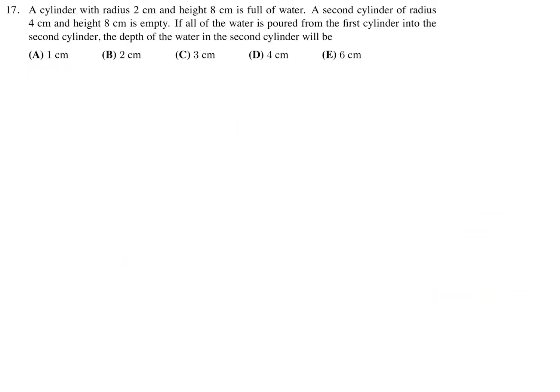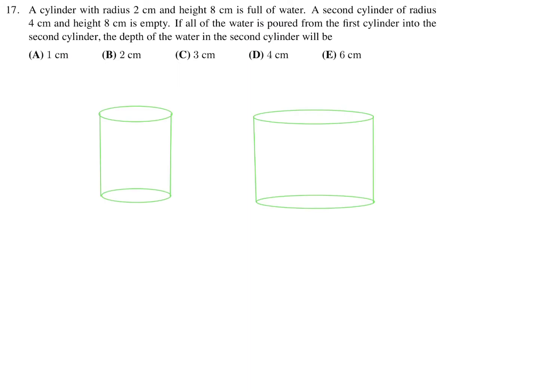A cylinder with radius 2 centimeters and height 8 centimeters is full of water. A second cylinder of radius 4 and height 8 is empty. If all of the water is poured from the first cylinder into the second cylinder, the depth of the water in the second cylinder will be.